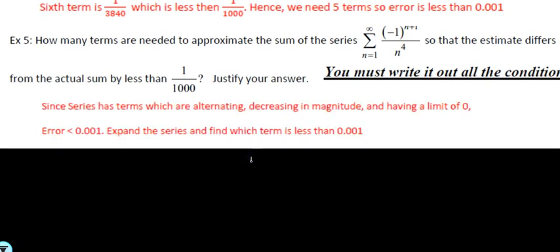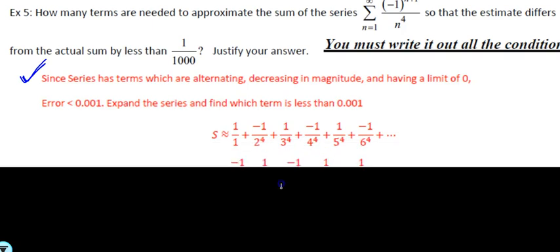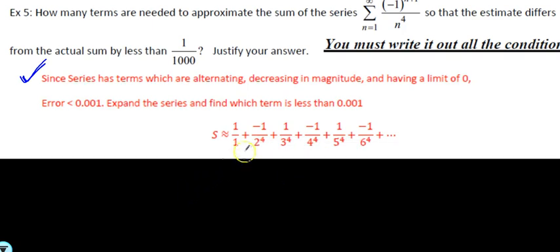Okay, so since the series has terms alternating, decreasing in magnitude, this is a kind of mantra here. You are going to use it all the time in the series unit. So let's find which term is less than 1 over 1000. Expand. 2 to the 4, 3 to the 4, 4 to the 4, 5 to the 4. The good news is here you don't have to worry about positive or negative. All you are checking is magnitude. So 4 to the 4 is 256. This is 625. This is 1296. So clearly you stop here.